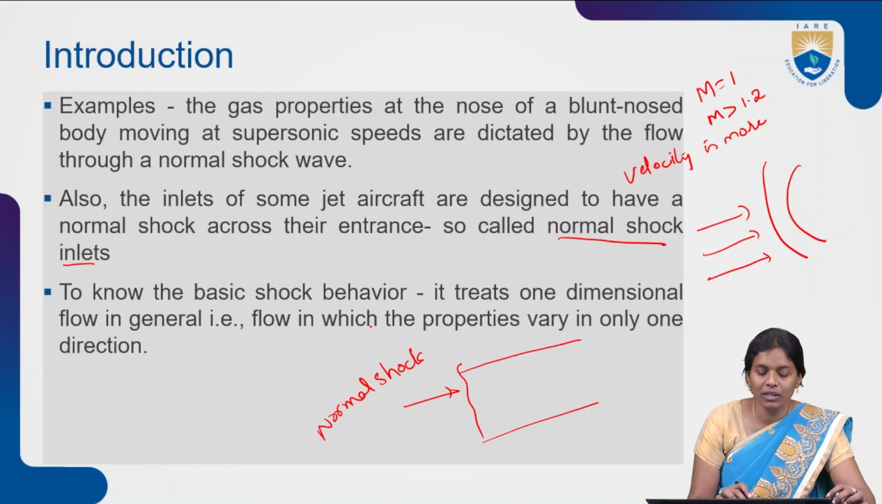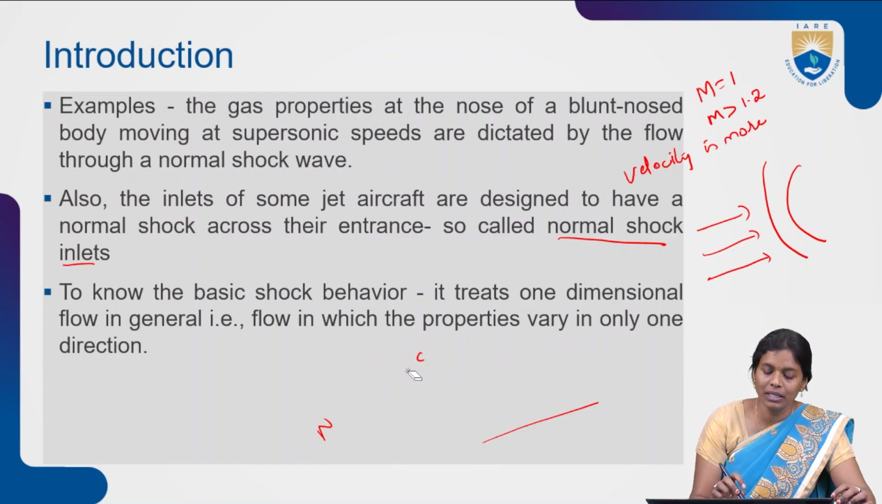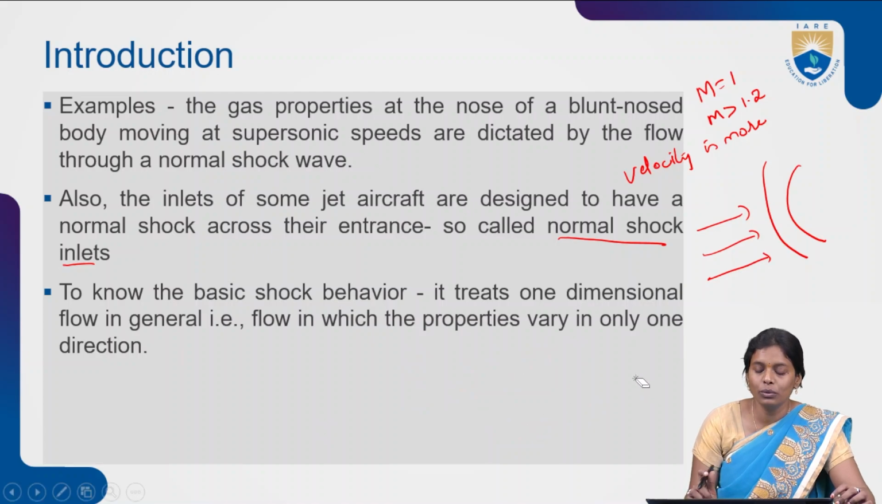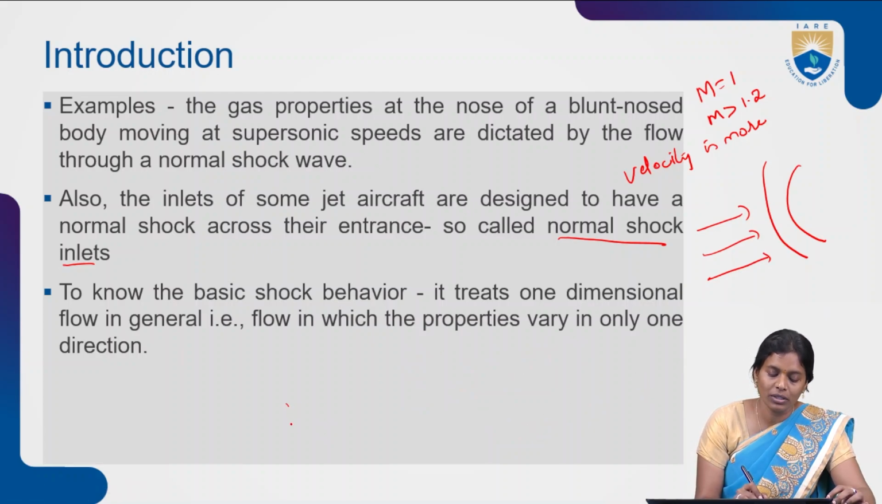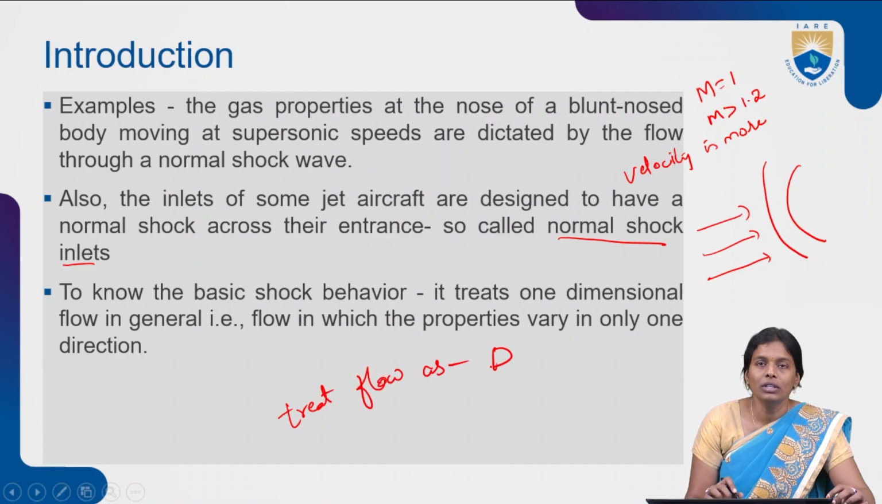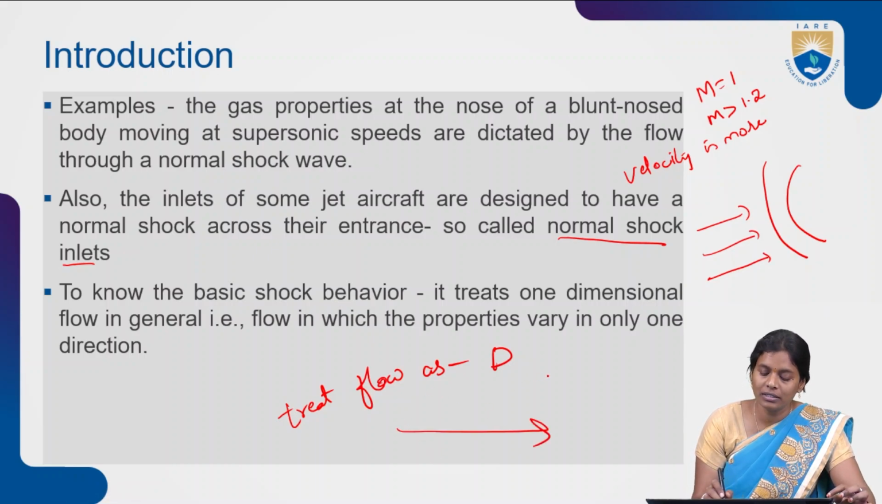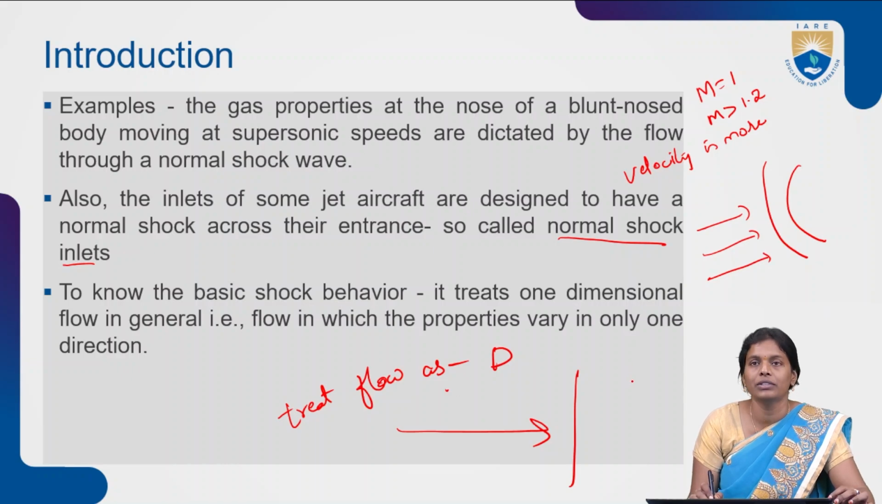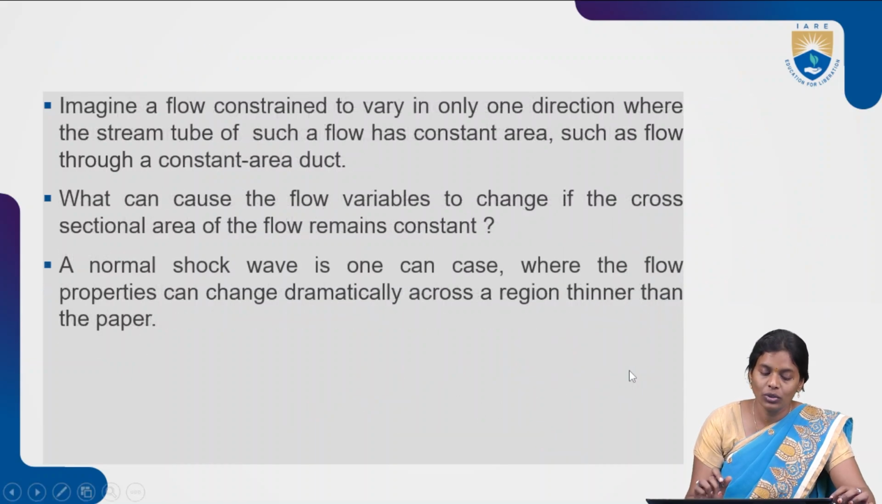To understand the basic behavior of shock waves, we will take a one-dimensional flow, where the properties vary in only one direction. In order to understand the behavior of the shock wave, we treat the flow as one-dimensional. So we will see the properties vary in one direction only. Suppose it is the x direction: whatever the properties are before the shock wave and behind the shock wave, we see how they vary in only one direction.